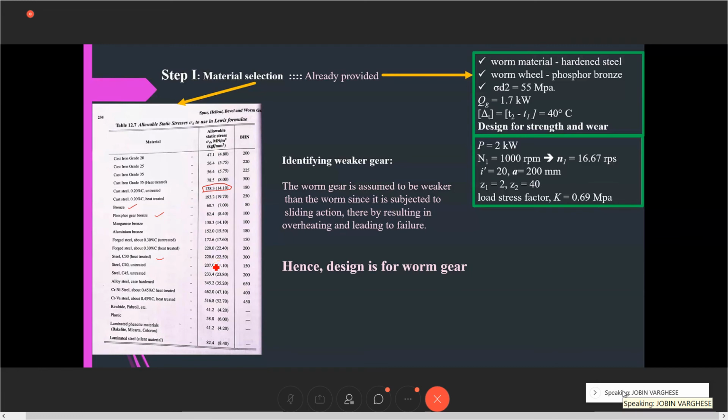That doesn't mean it's restricted. However, there is a restriction from the manufacturing methods. When we have to make the worm wheel, specific manufacturing methods are required. In those cases, obviously, we have to limit the materials as per easy manufacturing.